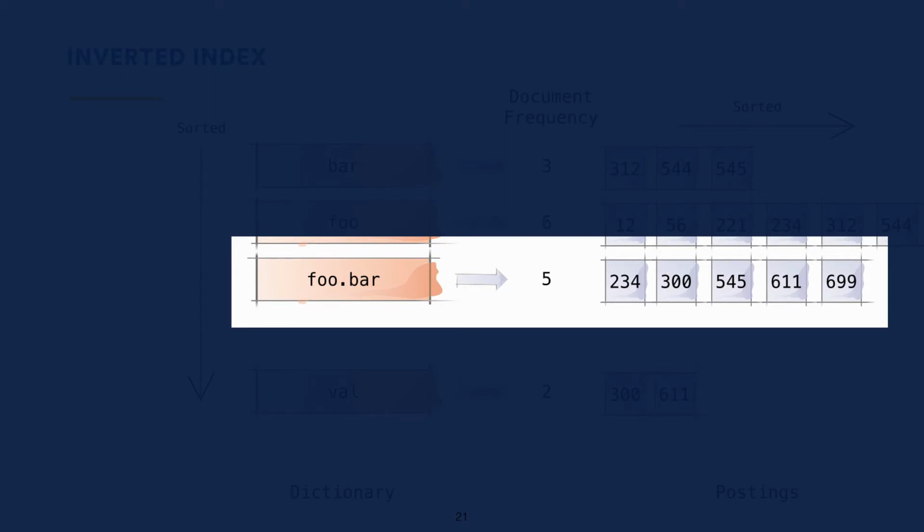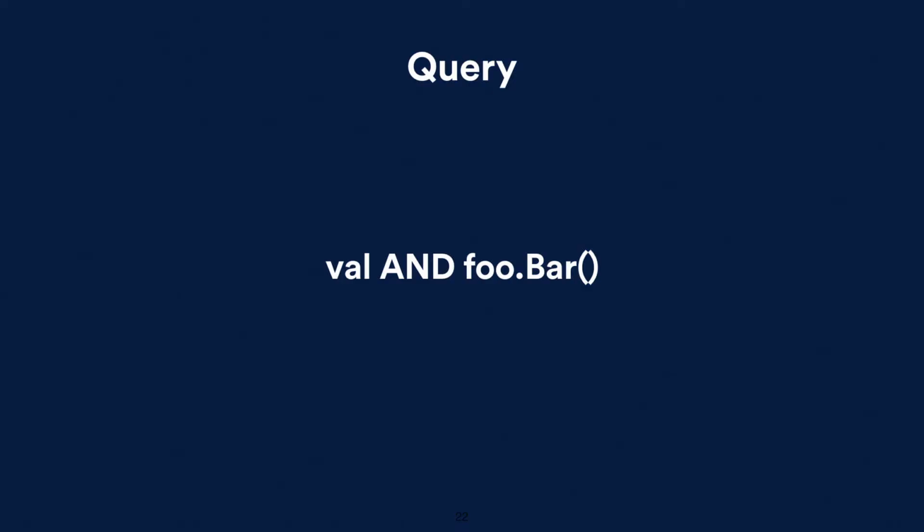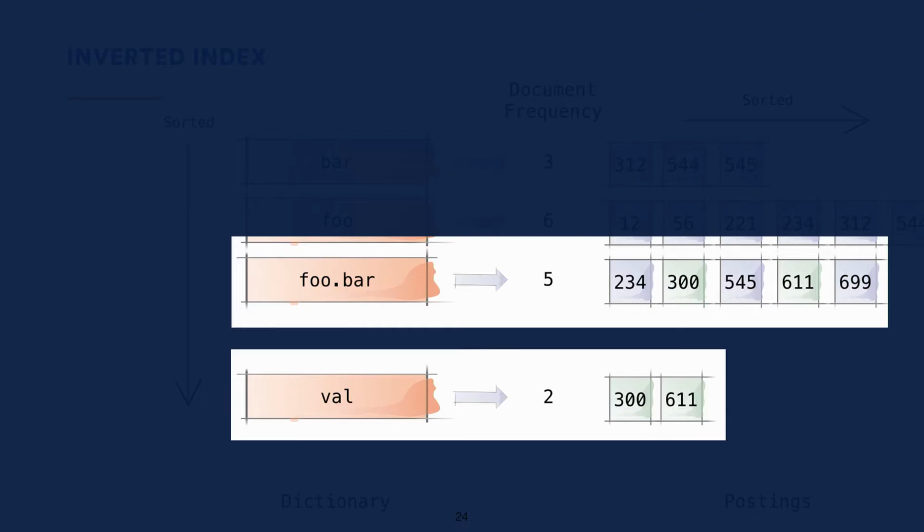With just that information in place, we can already service or express Boolean expressions. So here is a Boolean AND. We apply the analysis process again, and then Boolean expressions are simple set operations. So you look up both terms, and a Boolean AND is an intersection of those two posting lists. So those are all the documents that contain val and foo.bar.